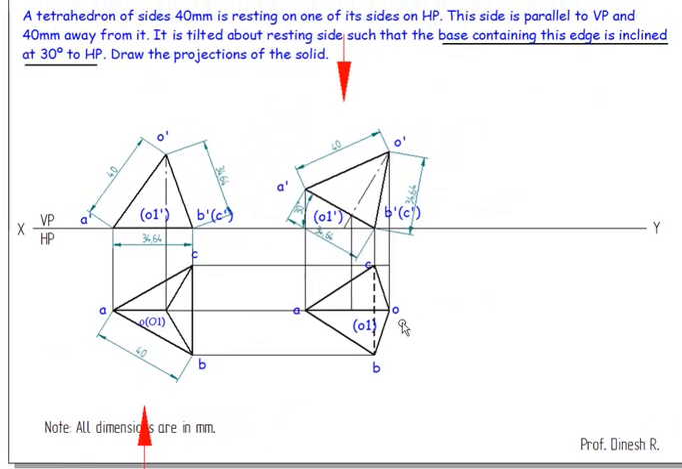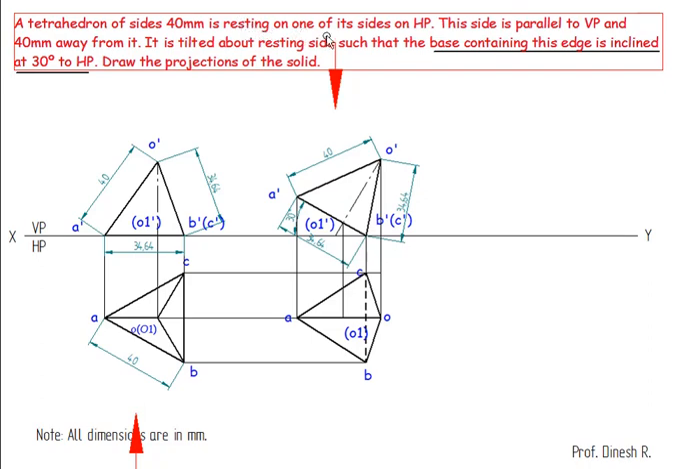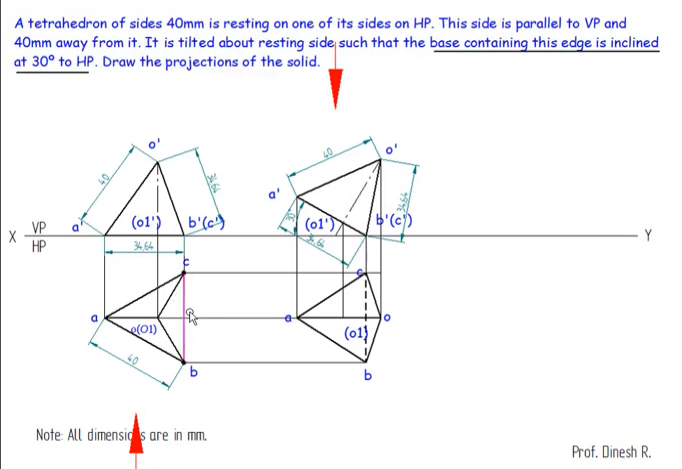Now the question says we need to see the inclination with respect to VP. The edge, the side is parallel to VP and 40 mm away. So this side, which is the tetrahedron side resting on one of its sides on HP, is nothing but CB. That means the second step is parallel to VP. Right now this is perpendicular to VP. I need to make it parallel to VP. That means I need to rotate it 90 degrees.